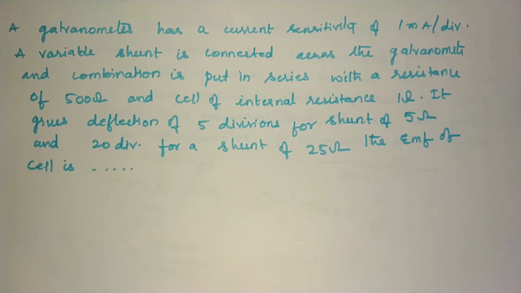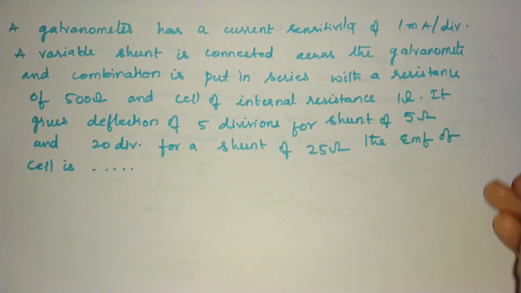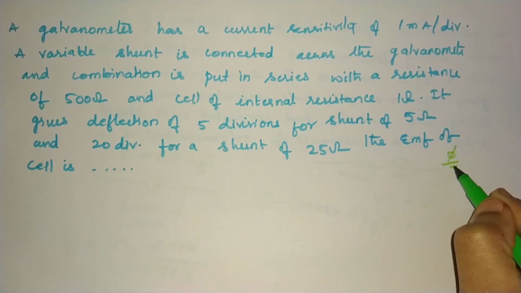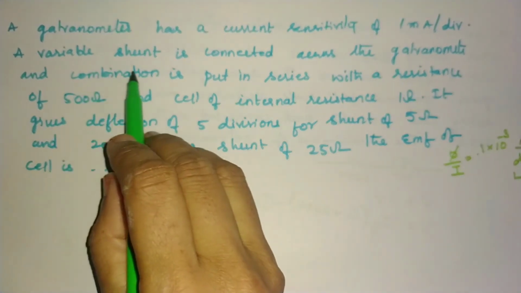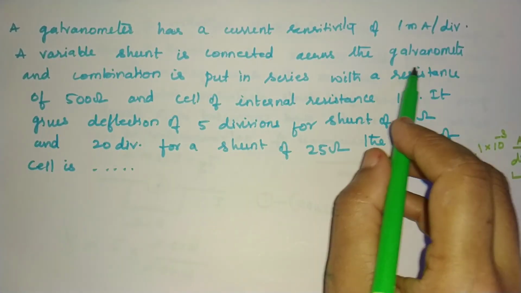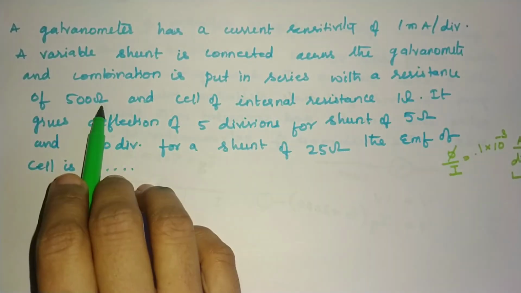Okay, first read the question. A galvanometer has a current sensitivity of 1 milliampere per division. So phi by I is 1 milli, milli is 10 per minus 3 amperes per division. Call this as equation 1. A variable shunt is connected across the galvanometer and the combination is put in series with a resistor of 500 ohms.